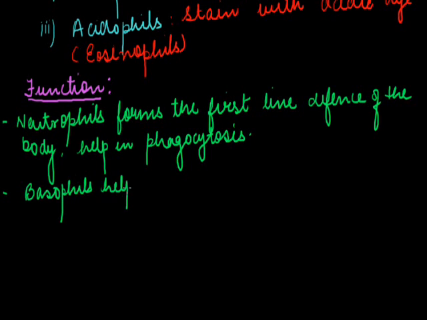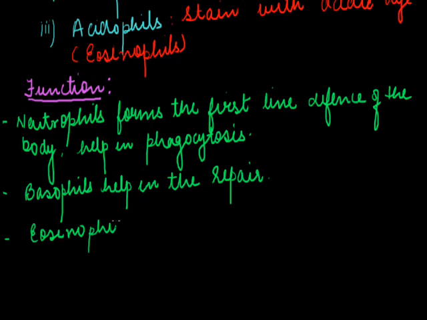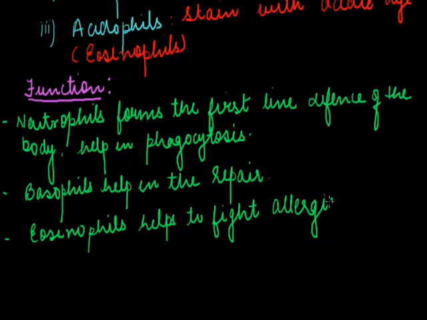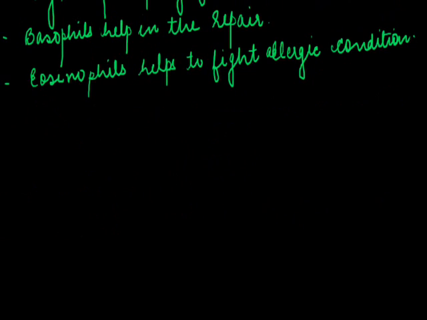Coming on to basophils. Basophils help in the repair work. Whenever there is an injury, these basophils help in the repair work. Coming on to eosinophils, also called acidophils. These eosinophils help to fight against the allergic condition. This is about granulocyte.